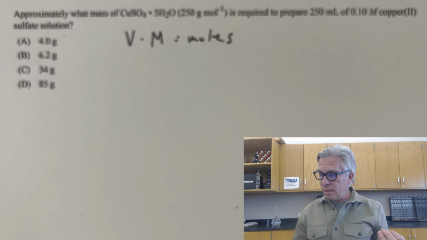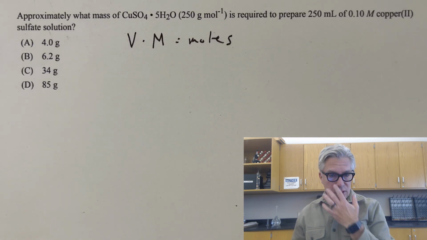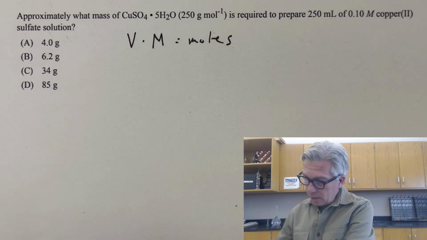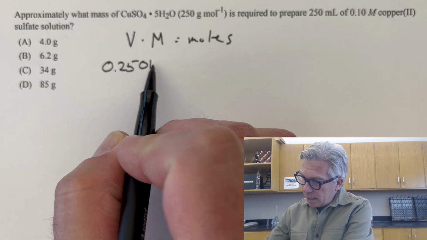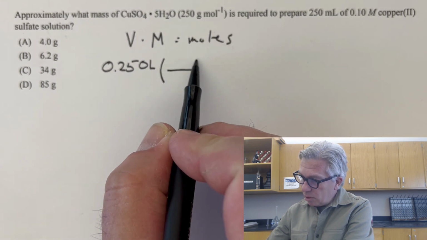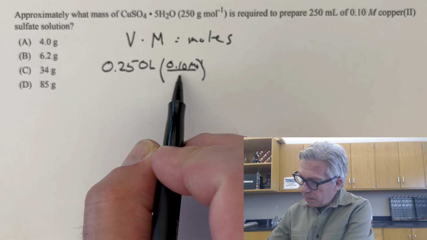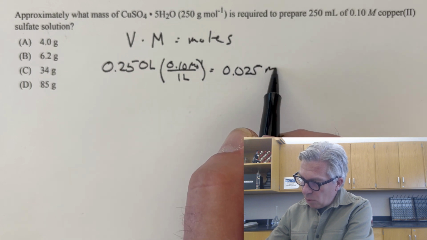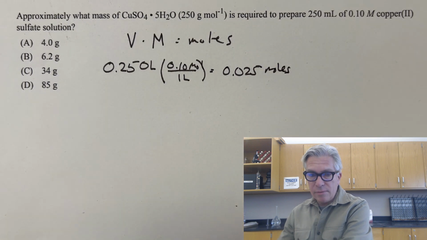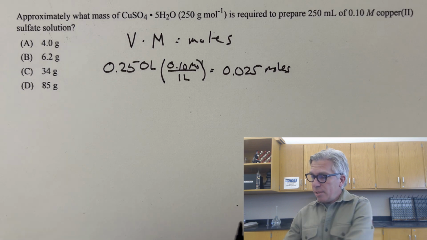And that's a quick little multiplication that gets you to moles, which we're going to have to change into grams. So something like this, we're going to do 0.25 liters. This again has to be in liters because molarity is in moles per liter. And so that gets me 0.025 moles of copper sulfate. That's what I need. And they try to keep the numbers simple for us.